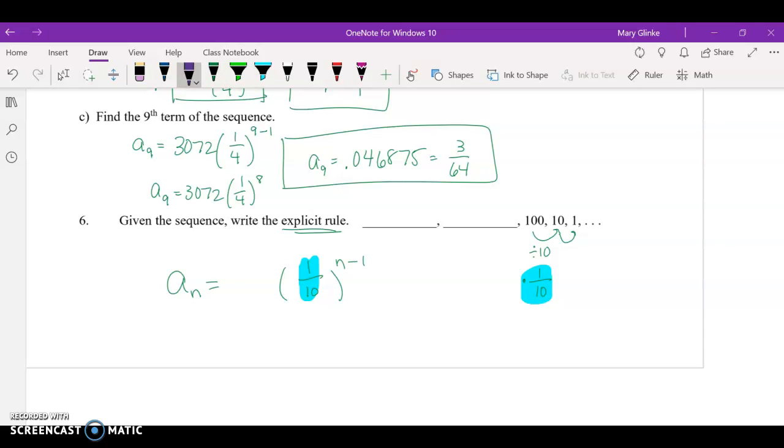We just need to find our first term. So we divided some number by 10 to get 100. So we're going to work backwards. We're going to multiply by 10 to figure out what came right before it, and that would be 1,000. And we're going to work backwards one more time to figure out that our first term, when we multiply by 10, should be 10,000. And so we want to write the explicit rule here. This would be our formula.